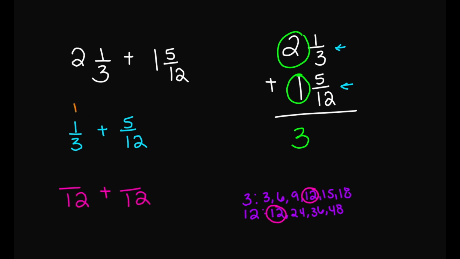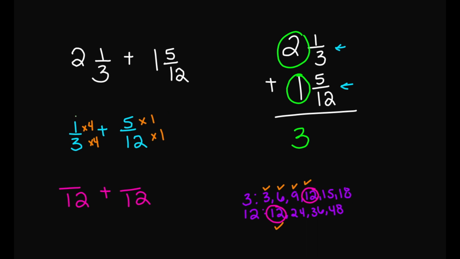So if I look at my 1/3, the multiples of 3, I'm going to multiply 1, 2, 3, 4. I'm going to multiply top and bottom here by the number 4 because I know that's what's going to give me 12 in my denominator. Now, if I look at my 12, I'm going to multiply top and bottom by 1, just right here. Or you can just leave this fraction alone as 5/12, because we already have 12 in my denominator. But just for example's sake, I'm just going to multiply top and bottom by 1.